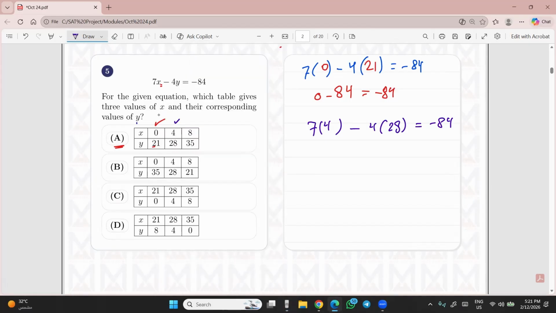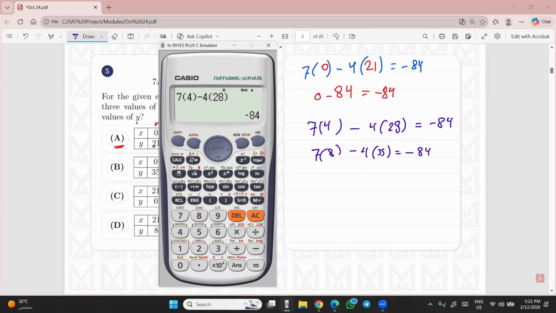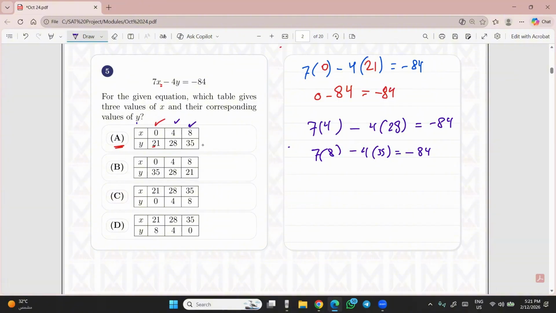And we can finally check 8 and 35. So 7 times 8 minus 4 times 35, and we see if it's negative 84 or not. Here the calculator lets us change these numbers. Instead of 28, we can replace it by 35, and the 4 right here can be replaced by 8. And the answer is still negative 84, which means this is also okay. So the answer is letter A.